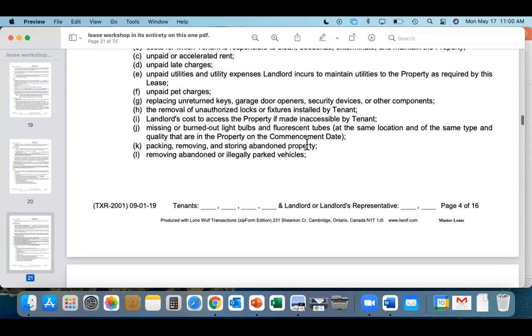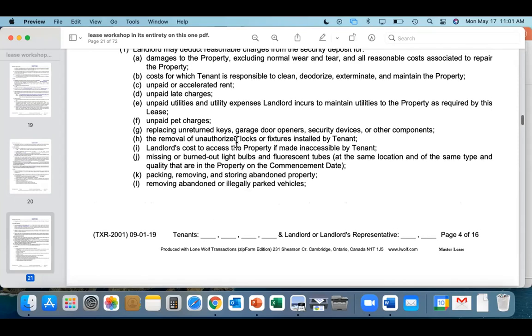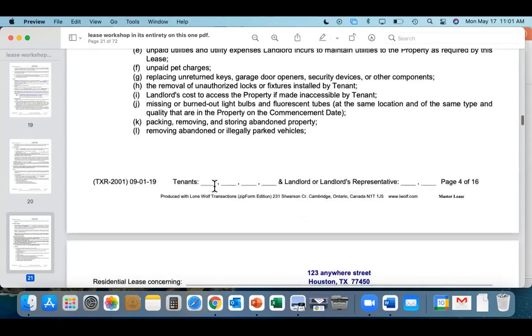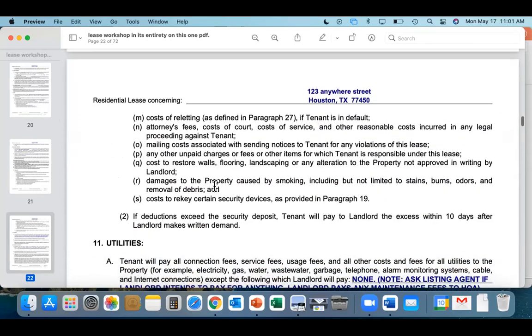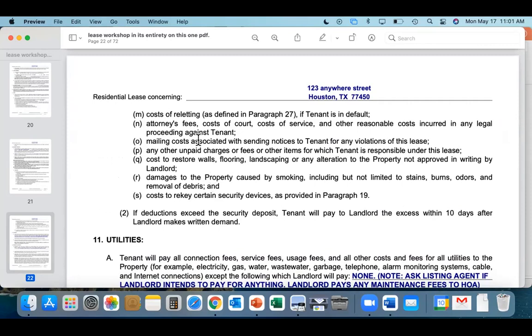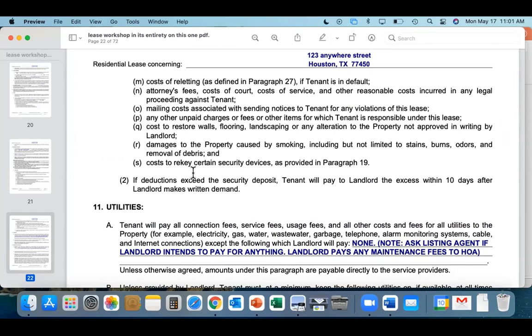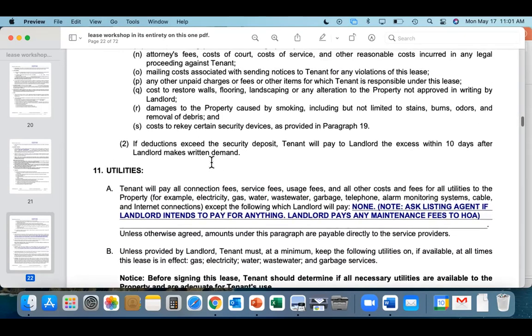Missing or burned out light bulbs and fluorescent tubes, packing, removing and storing abandoned property, removing abandoned or illegally parked vehicles. Believe it or not, we had all of those issues in the last couple of months. He can deduct the cost for attorney's fees, costs to restore walls, flooring, landscaping.